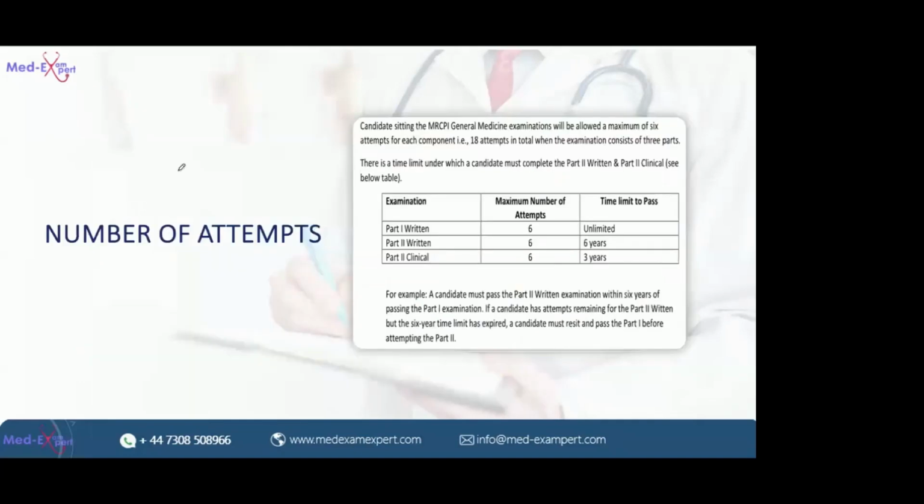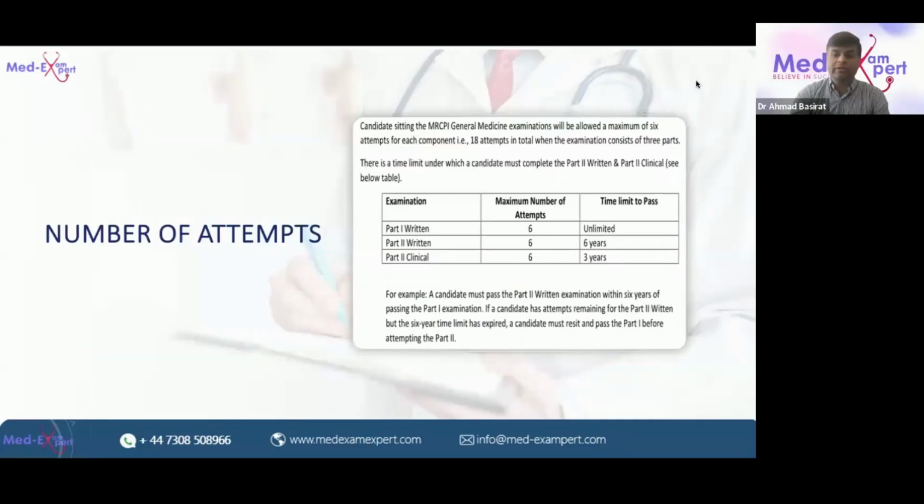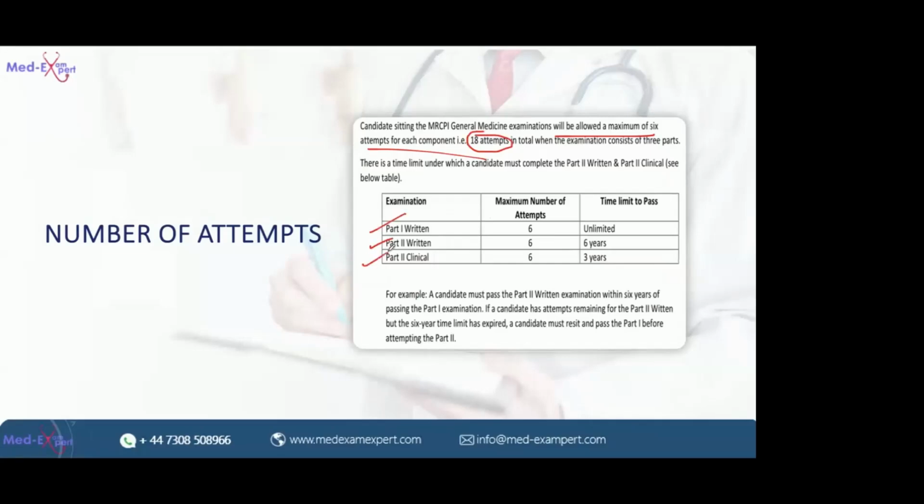Okay, we move on to the number of attempts, just one more time. Candidates who are sitting for the MRCPI examinations will be allowed a maximum of 6 attempts for each component. So that in total makes 18 attempts. So part one written 6 attempts, part two written 6 attempts, and part two clinical 6 attempts.